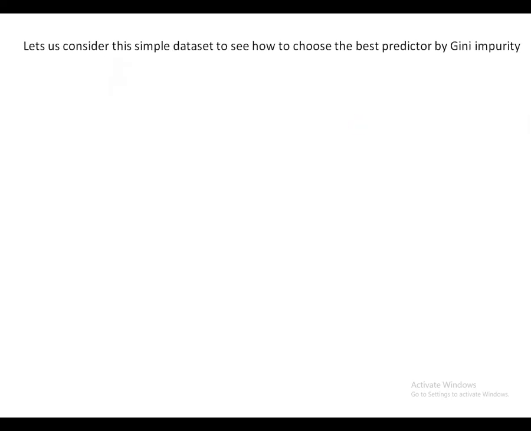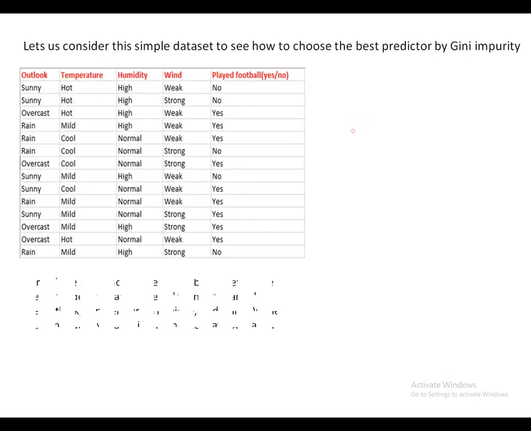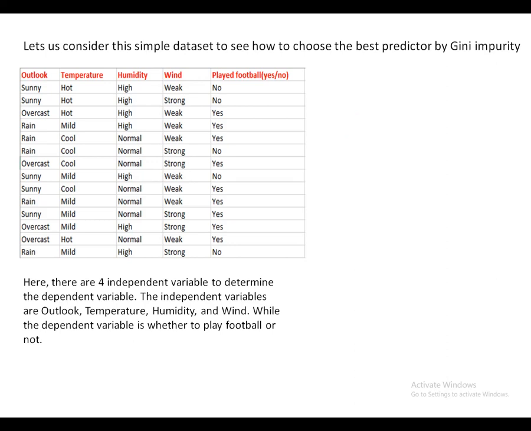Let us consider a simple dataset to see how to choose the best predictor or best attribute by Gini impurity. So this is our dataset. Here there are 4 independent variables to determine the dependent variable. The independent variables are outlook, temperature, humidity, and wind, while the dependent variable is whether to play football or not.